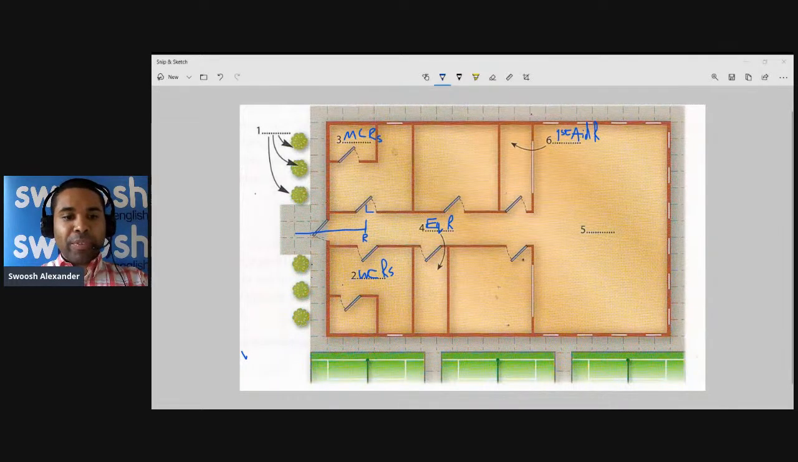And for number 5, it said at the end that it had the main sports hall. It said both the creche and the first aid centre look out onto the main sports hall. So if they look out onto the main sports hall, that must be here. So let's just call that MSH for main sports hall.